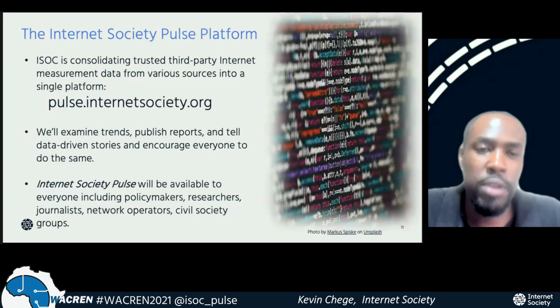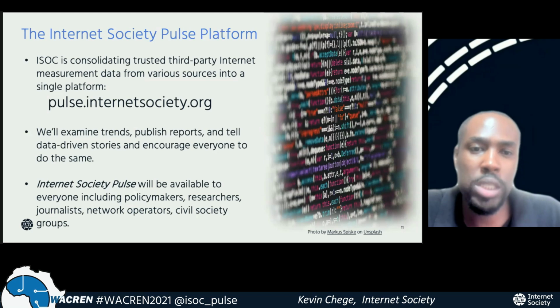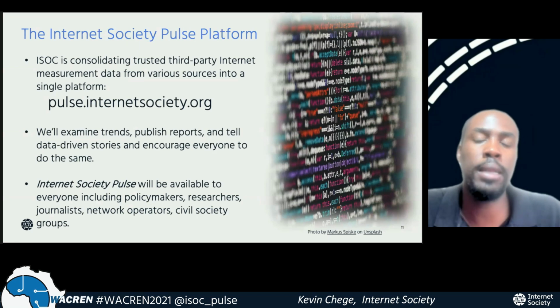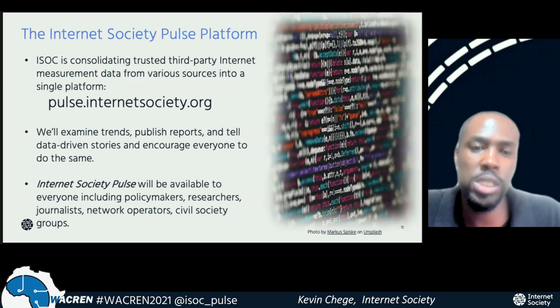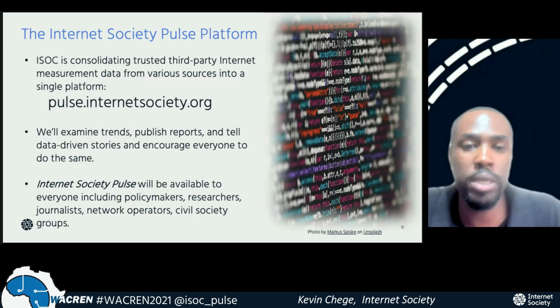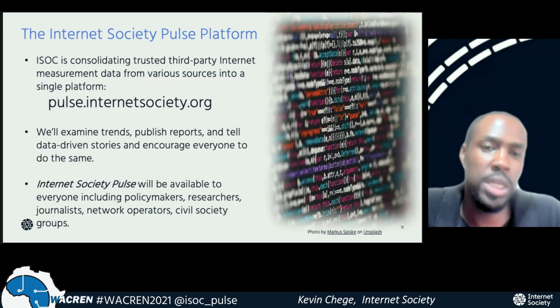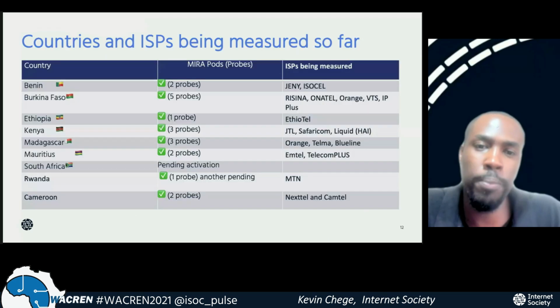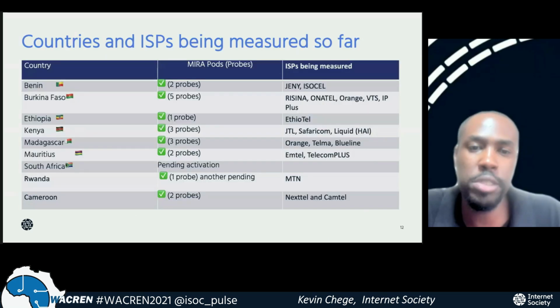So briefly about the Pulse platform, you can go to pulse.internetsociety.org. We are consolidating a lot of third-party measurement data to be presented under that platform there. You can have a look and see what's there. It's going to be easy to use. It will be open to anyone. There's already preliminary data that you can see, information about downtimes and so on. And the data from the MIRA project will also be visible on the Internet Society Pulse dashboard.